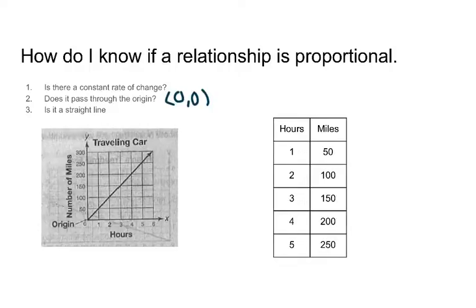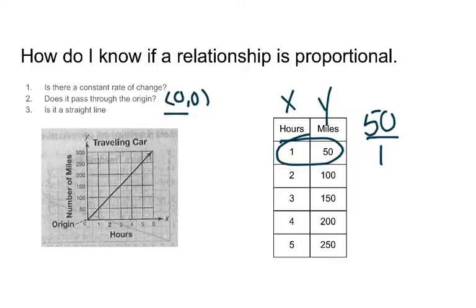Okay, so I've got a table and a graph. And the table and the graph go together. They are for the same information, okay? So we can look at the graph to see if it passes through the origin, and we can look at the graph to see if it is a straight line. But we have to look more at the table for that constant rate of change. Here's what that means. This is your X value and your Y value in a table. And we're going to turn this into a rate, okay? So what we're going to do is we always put the Y over the X. So the 50 over 1, okay?